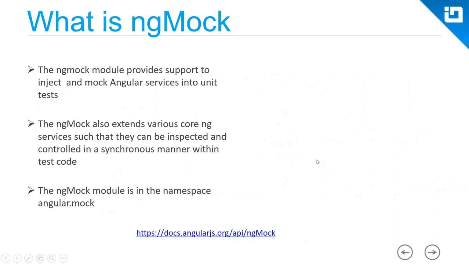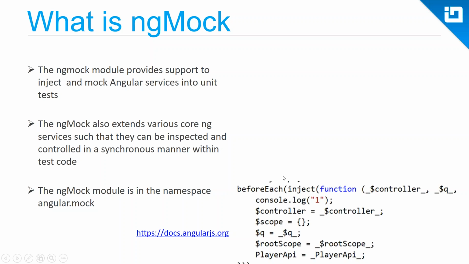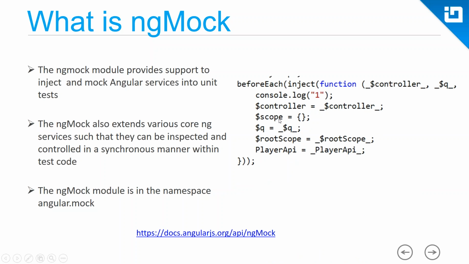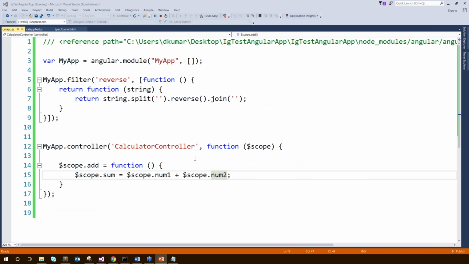You have seen that we are using ngMock so far to mock different AngularJS services, controllers and filters. ngMock is a module that provides support to inject and mock Angular services into unit tests. The ngMock also extends various core ng services such that they can be inspected and controlled in a synchronous manner within the test code. ngMock is inside the namespace angular.mock. A typical ngMock looks like this, which we have already seen. So this is about ngMock. Now let us see how we can configure Karma.